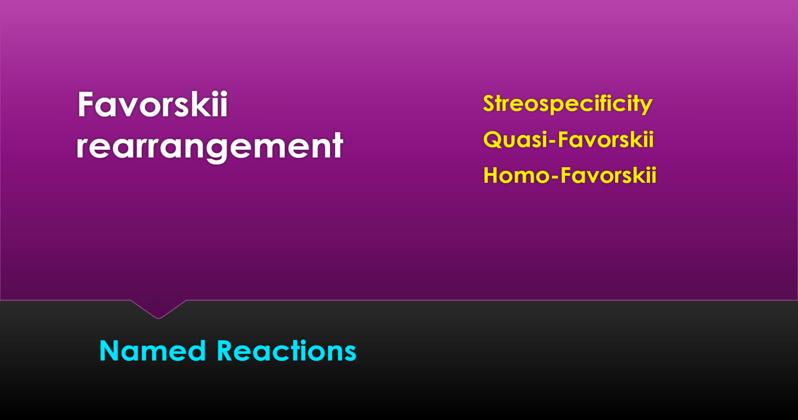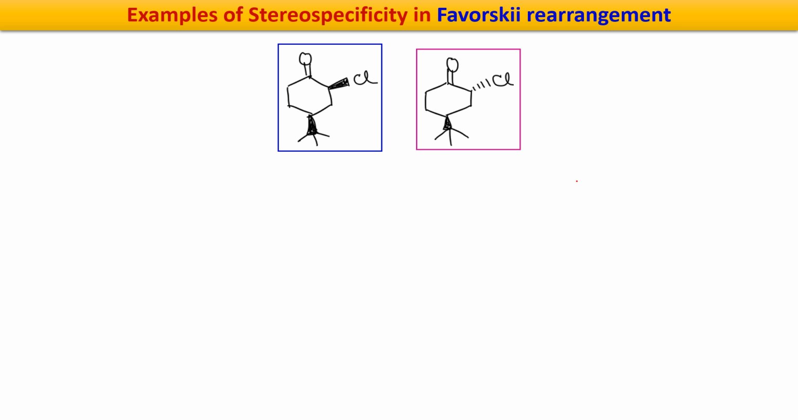Hello everyone, this is the second part of Favorskii rearrangement where I will focus on stereospecificity, Quasi Favorskii and Homo Favorskii. Now I will suggest you watch the previous video where you will get the introductory idea of this rearrangement and also lots of examples. The link for that video is right now appearing on the screen, top right corner, and you can also get it in the description box.